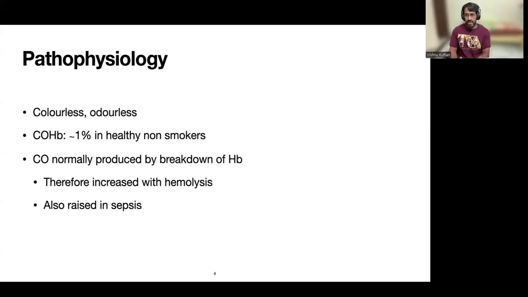And coming to pathophysiology, our patients are naturally not going to be aware that they are being poisoned by a poisonous gas, because basically it is an odorless gas, it is a colorless gas. And carbon monoxide is normally produced in the body as part of hemolysis, and it can be raised in sepsis as well.